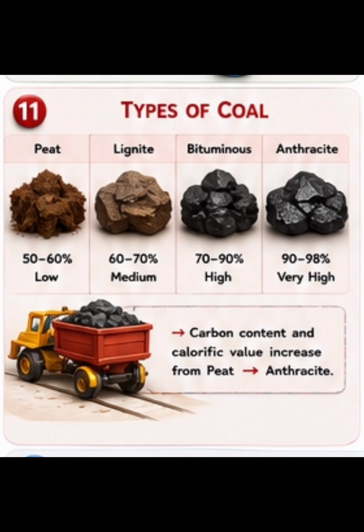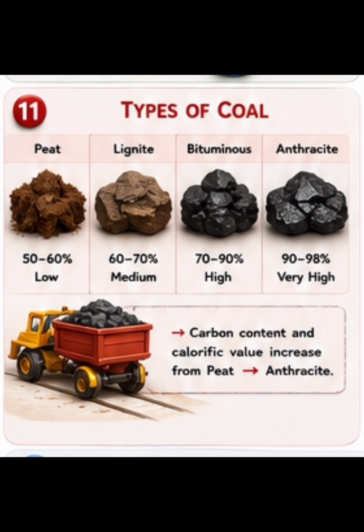Coal is classified into four main types. The first is peat, which has the lowest carbon content and the lowest calorific value. The second is lignite, which has a medium carbon content and is commonly used for power generation. The third is bituminous coal, which has a high carbon content and is widely used in industries and electricity generation.